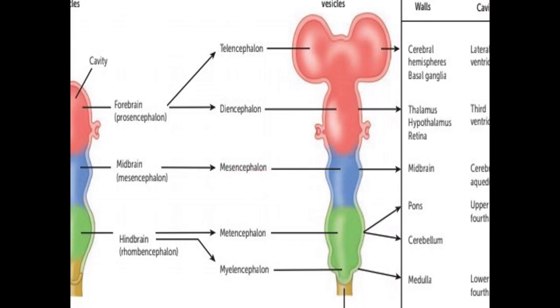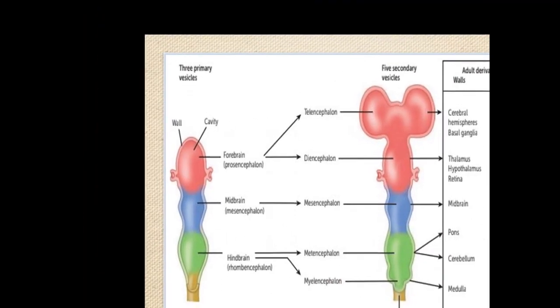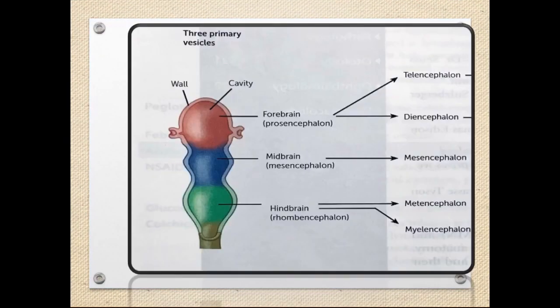And what will the rhombencephalon become? It will become two things, metencephalon and myelencephalon. So, we can say there are three primary vesicles, prosencephalon, mesencephalon, and rhombencephalon, which give rise to 5 secondary vesicles: telencephalon, diencephalon, mesencephalon, metencephalon and myelencephalon.